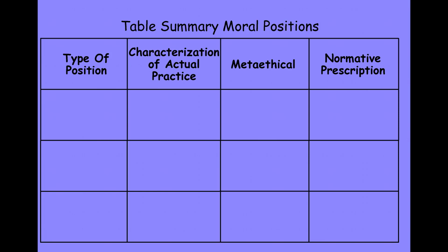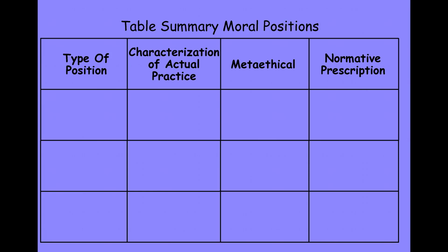We have characterizations of actual practice, and really the only view we've looked at here is that view of descriptive cultural relativism, descriptive moral relativism, right? A description about the facts of people's actual practices and moral codes across cultures and across times. We have a set of meta-ethical views, so views about the nature of moral judgments, whether they can be true, what makes them true. And then we have normative or prescriptive views that tell us how we ought to go about regulating our behavior, and these views are always tied to a meta-ethical position.